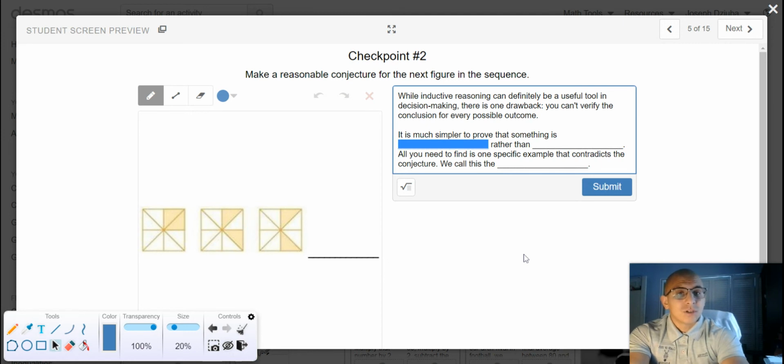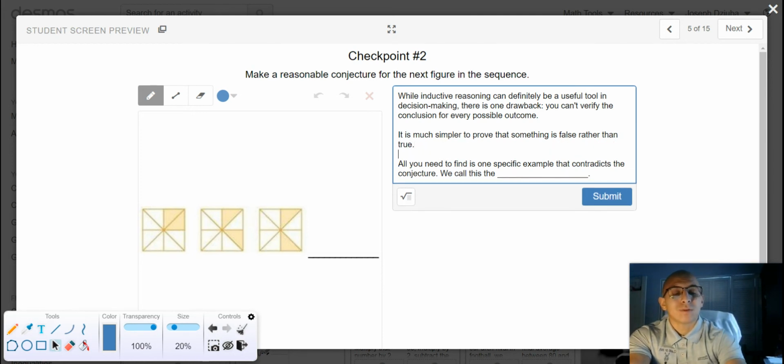It is much simpler to prove that something is false rather than true. And oftentimes where we see something like this happen is in the court of law. If you are trying to convict somebody, the defense merely needs to prove that one thing that you are saying is false. Your entire argument is now thrown out the window. That one specific example that you provide is the counterexample.